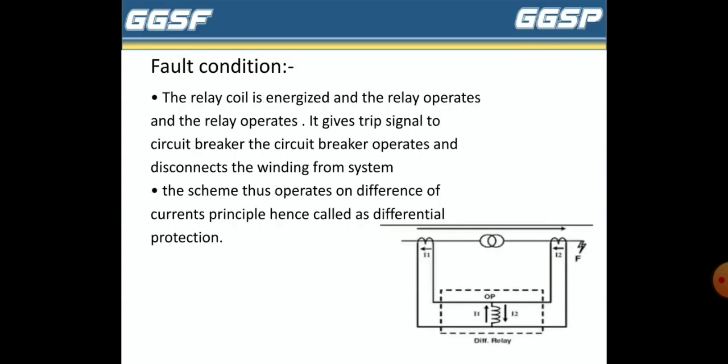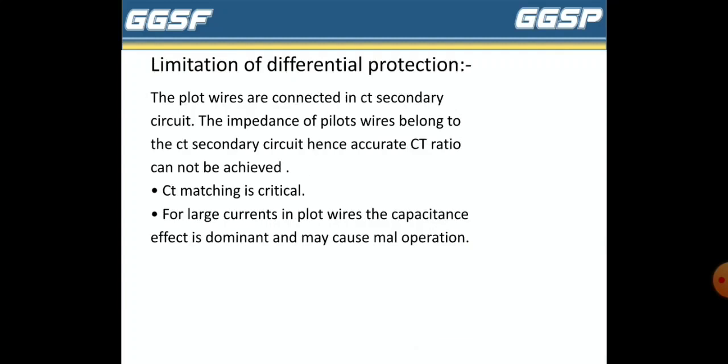The relay coil is energized and the relay operates. It gives trip signal to circuit breaker. The circuit breaker operates and disconnects the winding from system. The scheme thus operates on difference of current principle, hence is called differential protection.